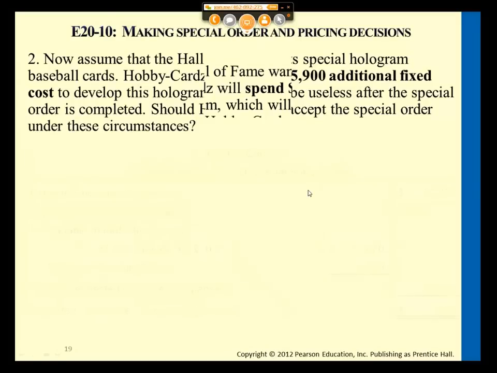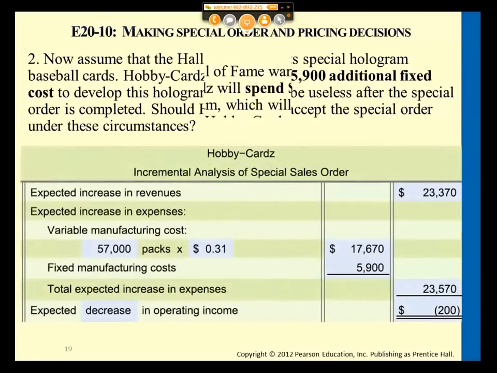All right? So what did you get? What numbers do you got? We have 23,370. We're calculating our variable manufacturing cost. Now here we'll add fixed manufacturing cost of 5,900. And so the total we calculate shows us that the expected change in operating income is a decrease. So we'll reject it. Is that clear how you calculate?